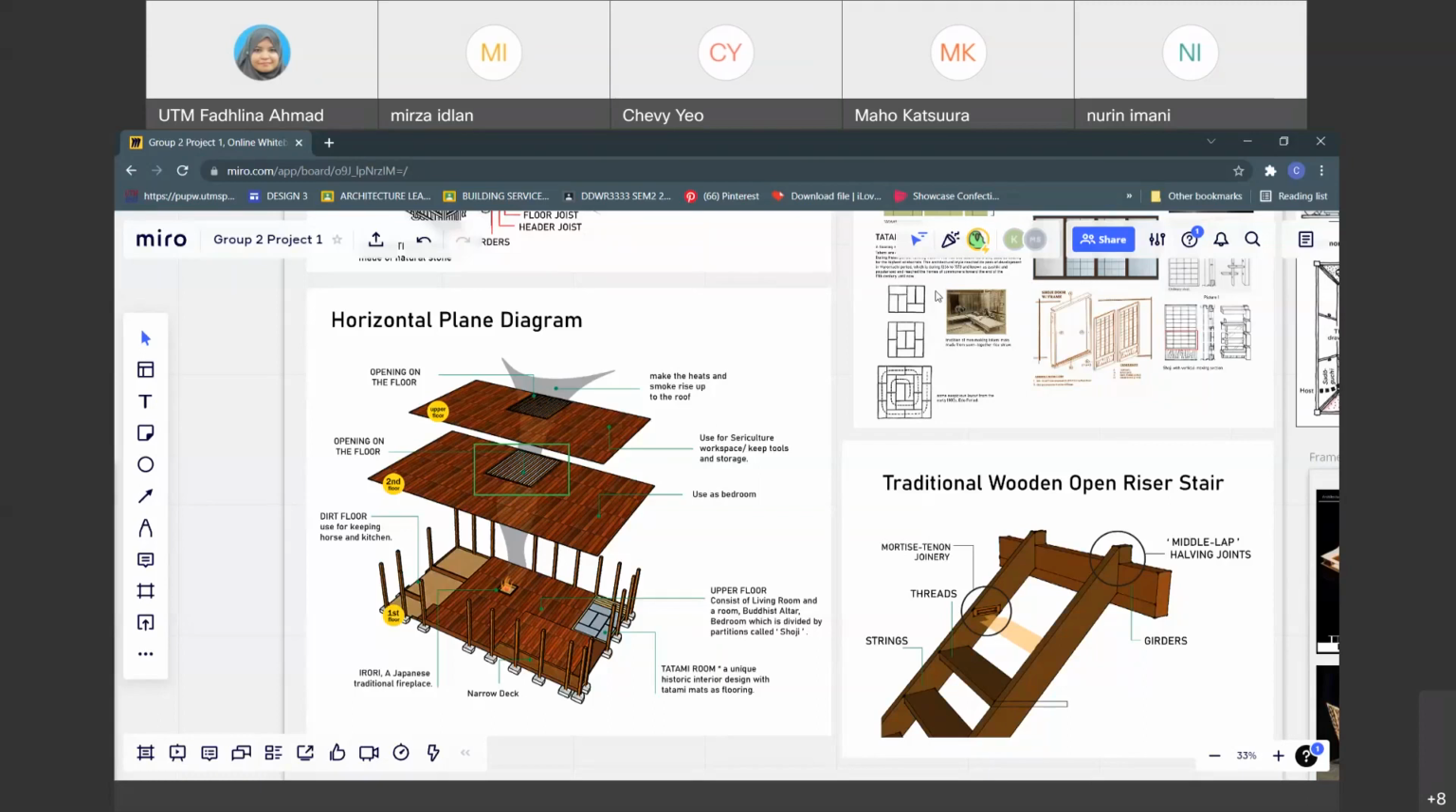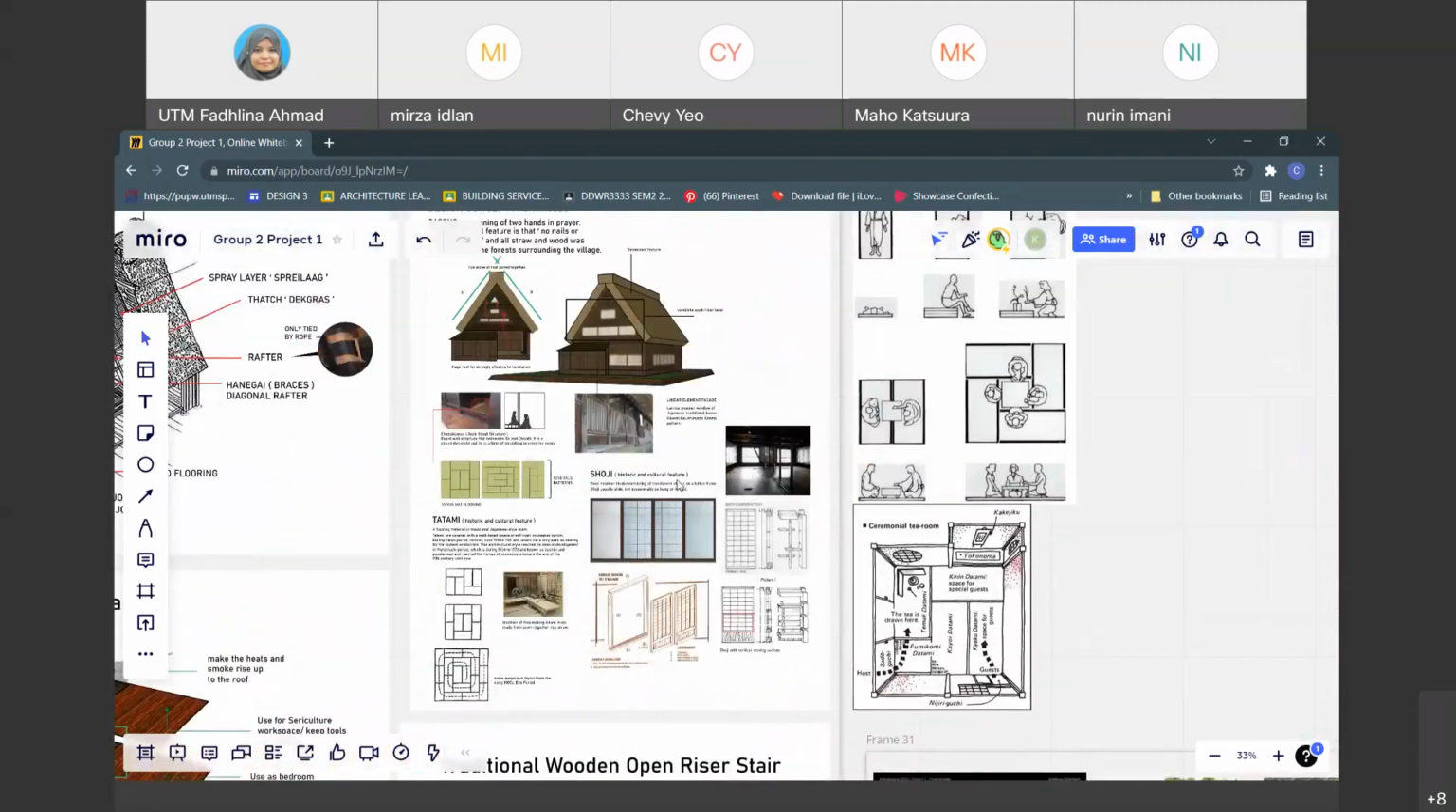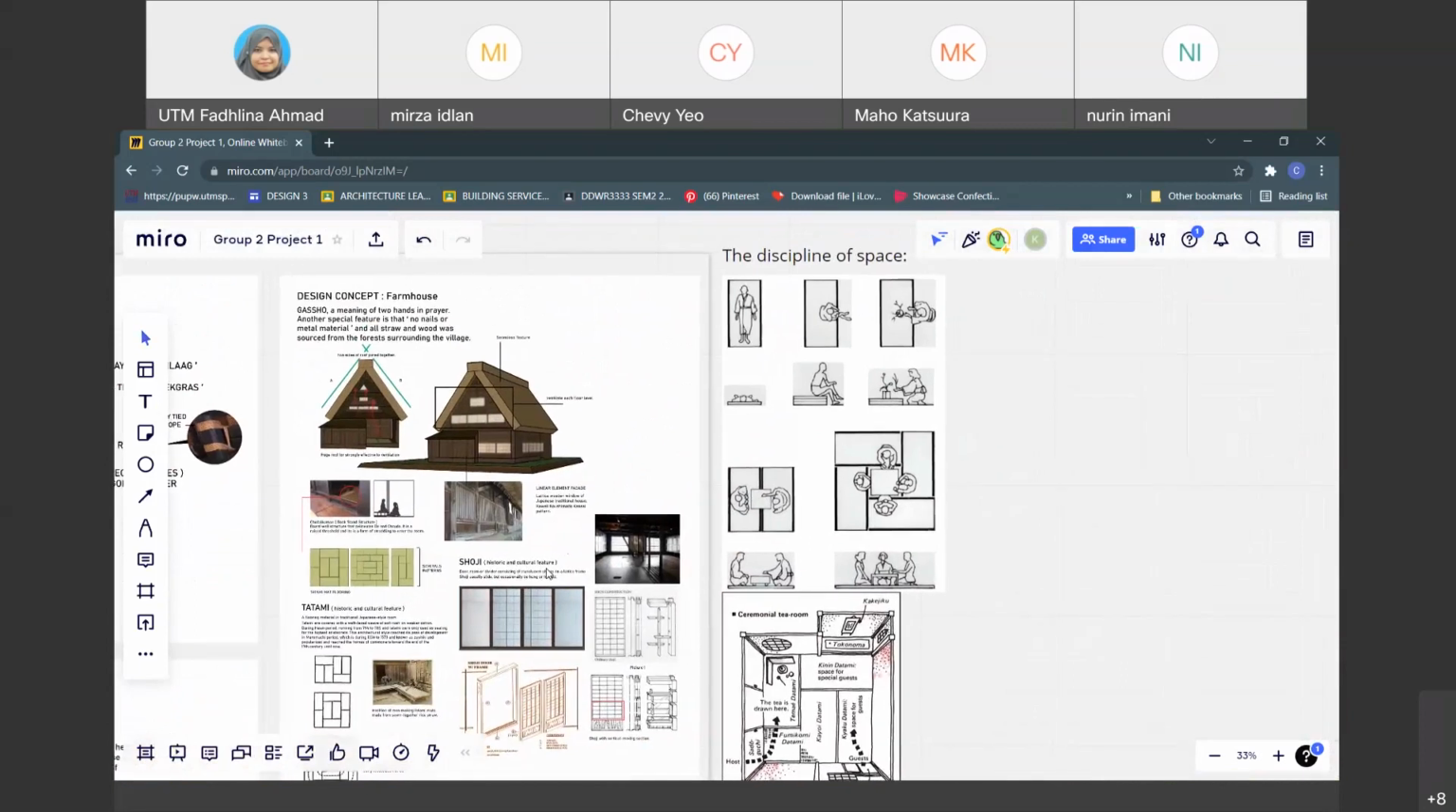And what is shoji, we can see at the next page. Why is it not moving? Okay. Shoji. Shoji is a historical and cultural feature in this house. Shoji is a door or room divider that uses a lattice form.